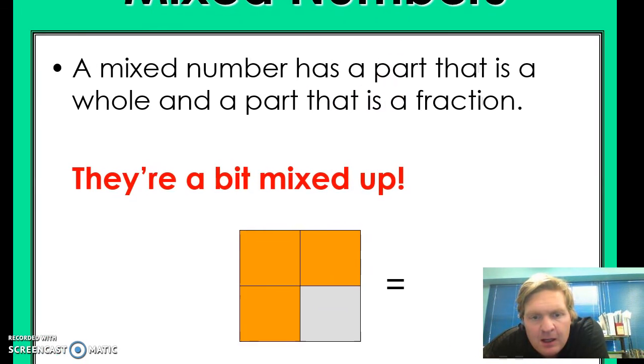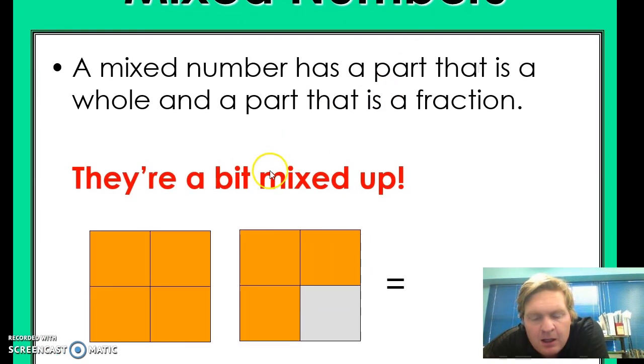I've got one whole that is completely shaded. So I've got one whole. I've got 3 in this one that are shaded. So I ask myself, how many whole numbers have I got? I've got 1. How many have I got left over? 3. How many is each whole broken up into? 4. So my mixed number should be 1 and 3/4. Perfect.